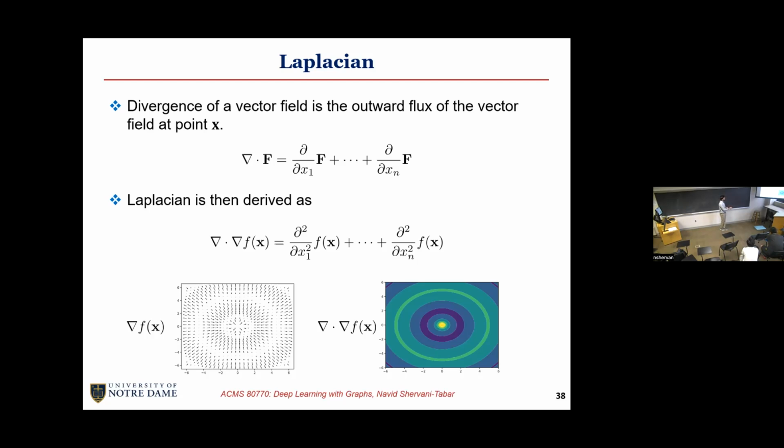So the gradient was a vector field showing how we are changing with respect to the next point to us. The divergence considers a volume surrounding that point and looks at how much outflow, basically flux, we have in that volume. Essentially, we are applying this to our gradient, and we are finding the second derivatives of our function f with respect to the different variables that we had.